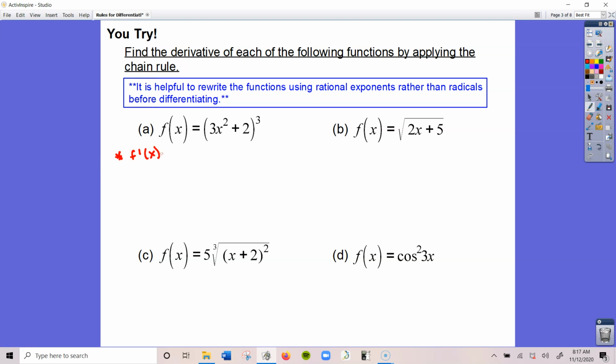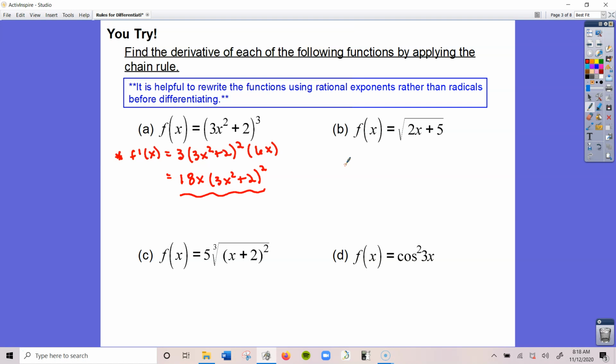So f prime of x, we're going to work from the outside first, so that 3 is going to be moved to the front. So 3 times 3x squared plus 2 squared times the derivative of the inside, which is 6x. And now I can simplify this by multiplying the 3 with the 6x, which is 18x times 3x squared plus 2 squared. And this would be my derivative. You don't have to keep multiplying it out. You can just leave it like that.